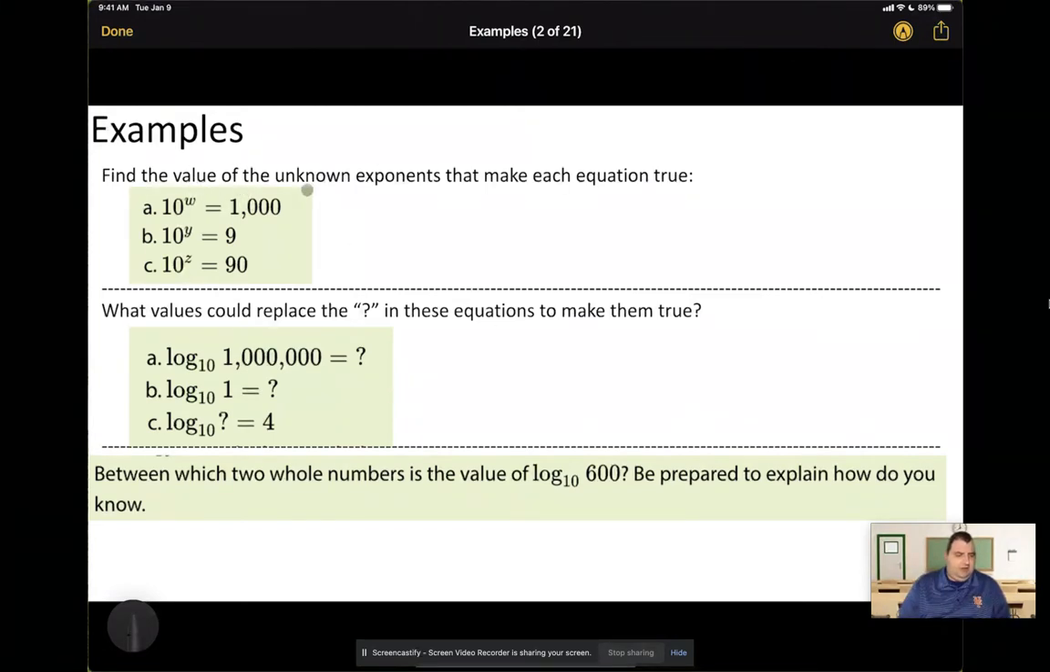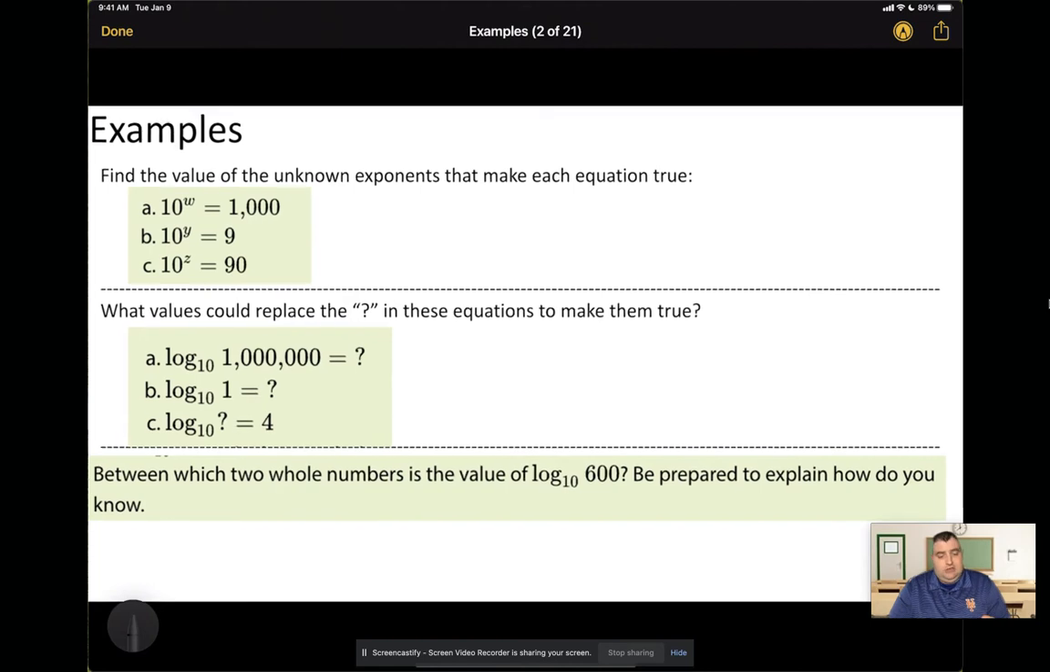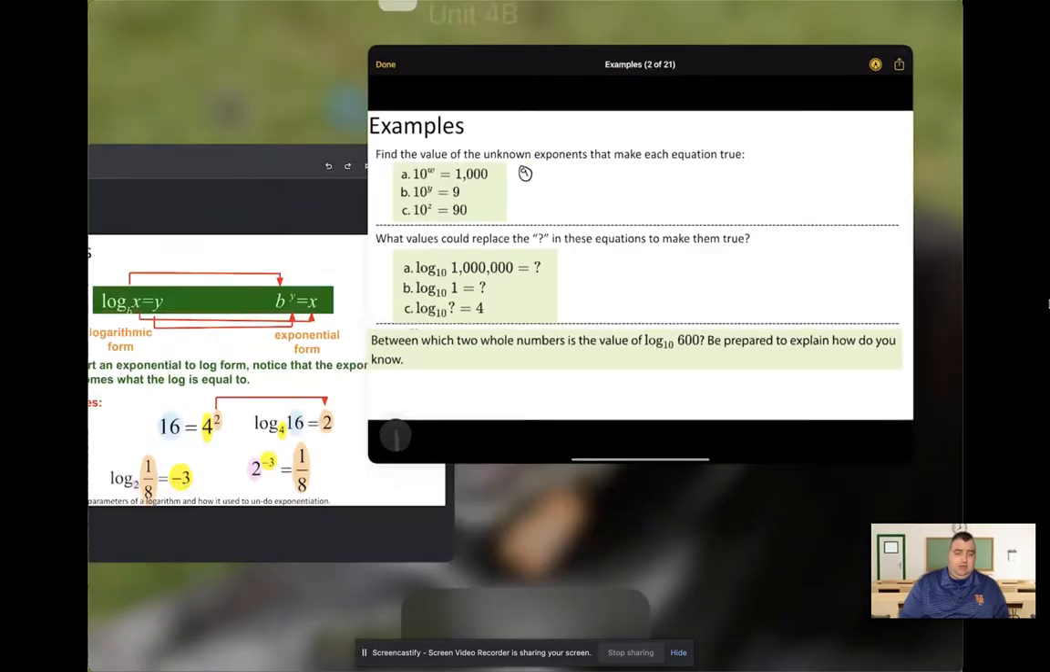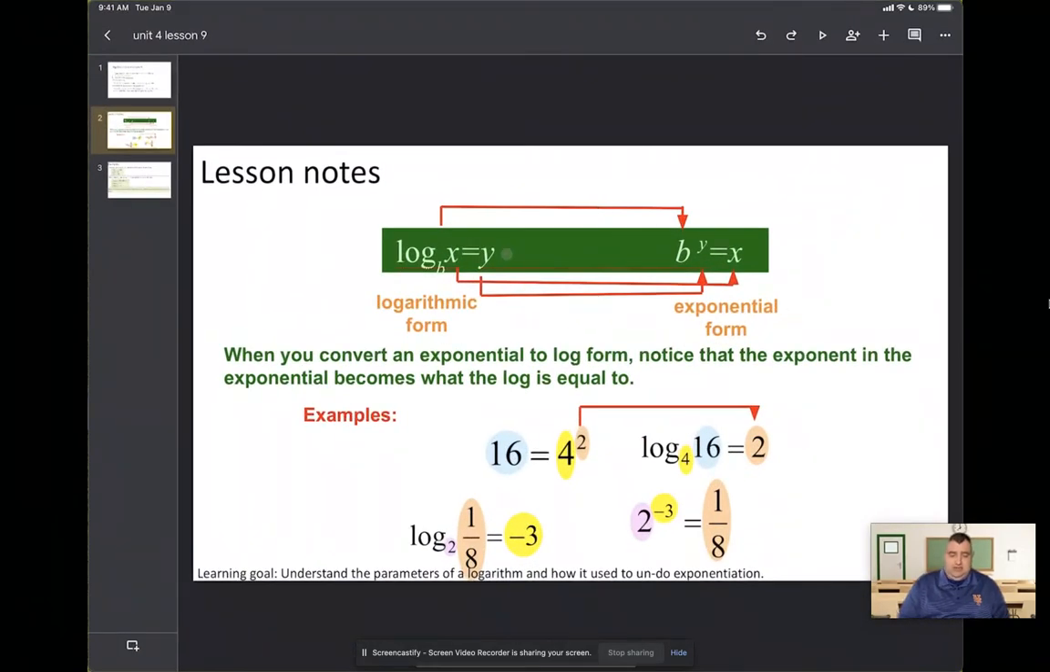Find the value of the unknown exponents that make each equation true. What we're going to do for each of these is convert it to logarithm form just to practice.